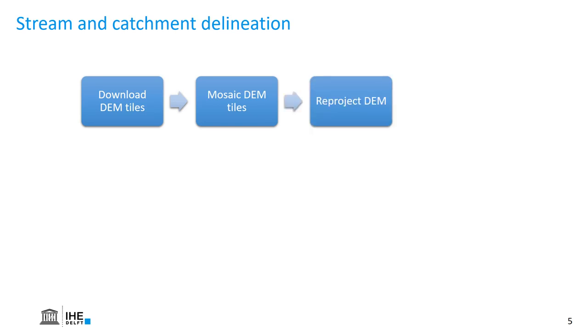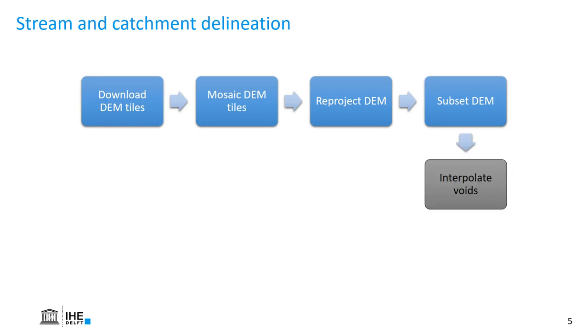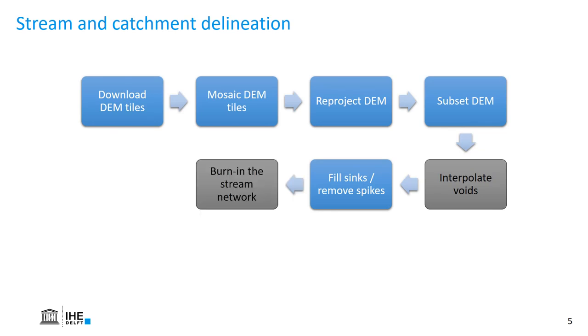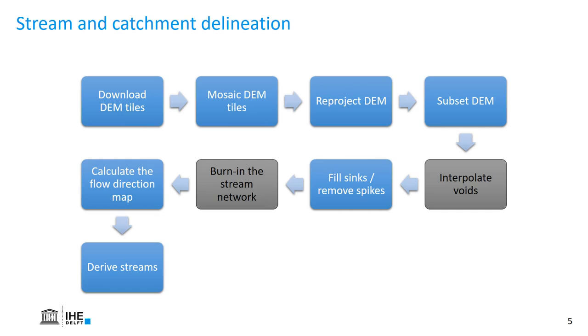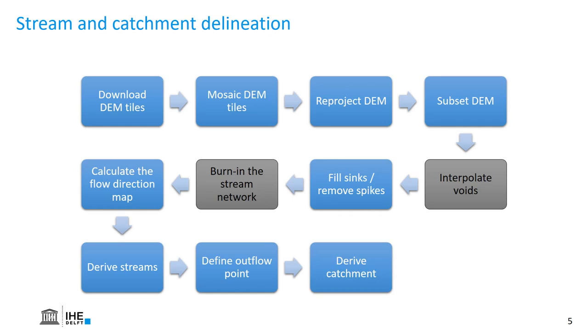First we need to acquire the DEM tiles. Then we need to mosaic the DEM tiles if our study area is spread over different tiles. We need to reproject the DEM. We need to subset. Then, if necessary, interpolate the voids. We need to fill the sinks and remove the spikes. We need to burn in the stream network if we have a stream network available. We calculate the flow direction map. We derive the streams, define the outlet of the catchment, and then derive the catchment. And in the end we can convert the dataset to the format that our hydrological model needs.